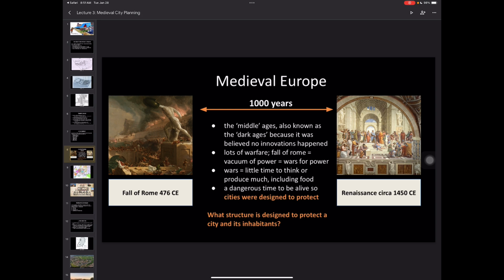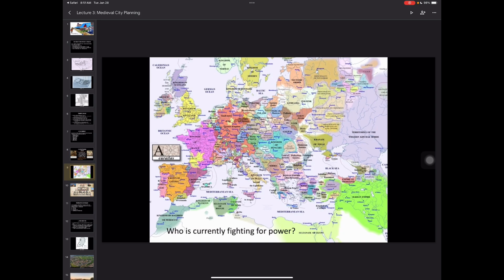So this is a general map of Europe at the time, right? Think about the fact that the Roman Empire encompassed everything you see down here, here, up until around the middle of Europe and even England. And all of that was unified under one empire.